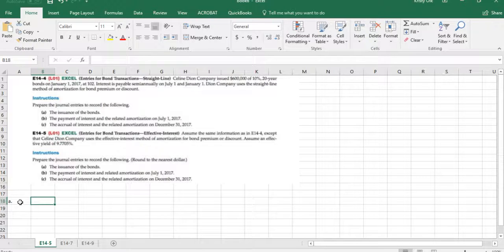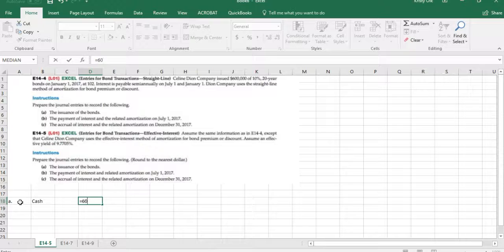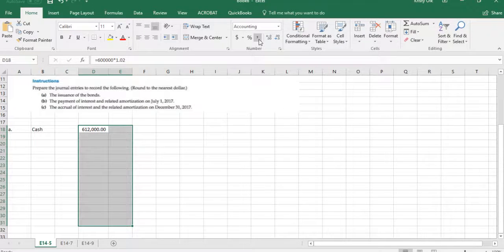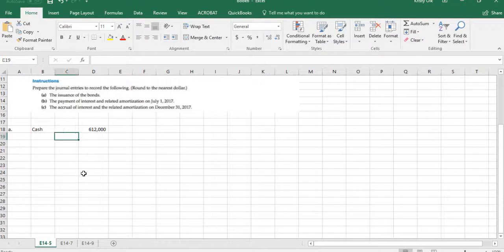So at 102, $600,000 in bonds, the cash proceeds, so the increase in cash, it's $612,000. Real quick, do a little bit of formatting because that will make me crazy if I don't see the commas. We have an obligation at the point of this transaction. We enter into an agreement that we will, in 20 years, pay back $600,000.